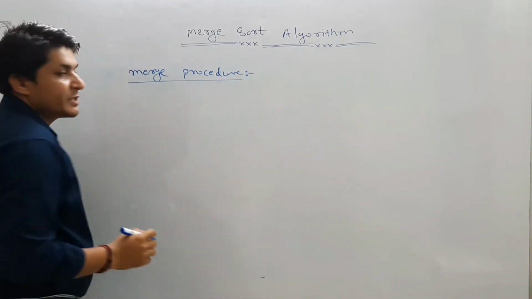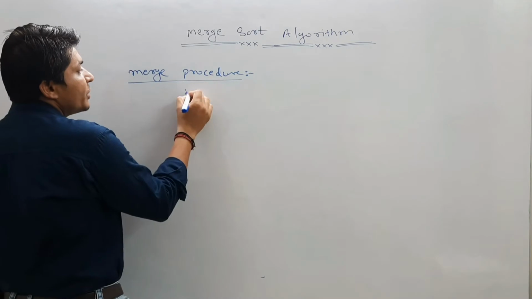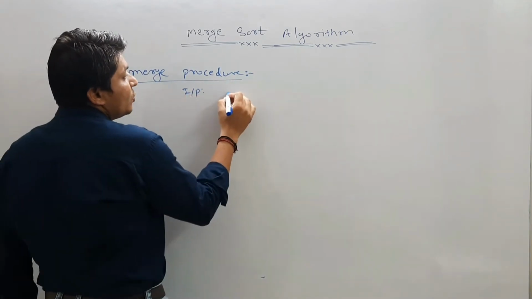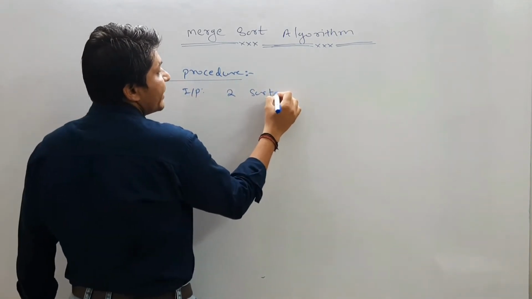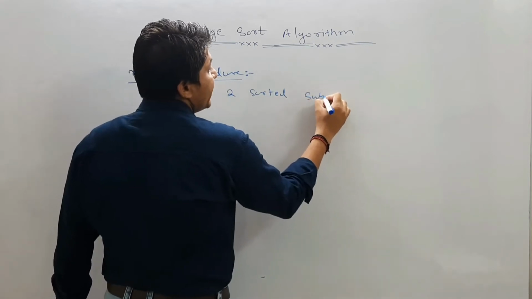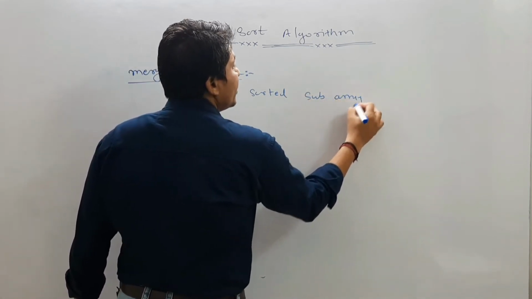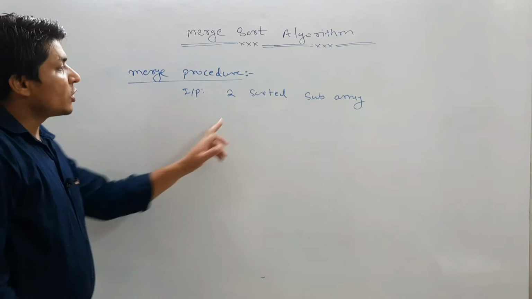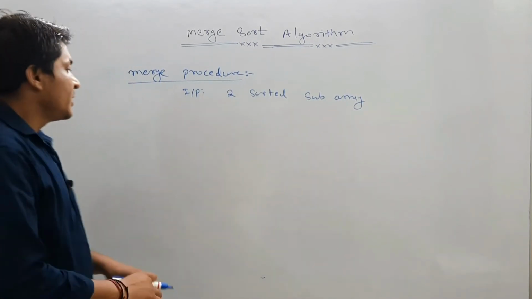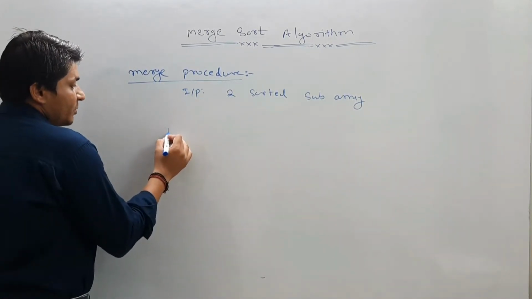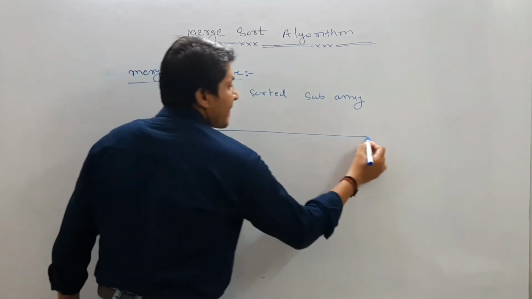So in the merge procedure, what is the input? Input is nothing but two sorted subarrays. Two sorted subarrays it requires, then only you can merge. So let us assume. Let me talk about the first case.